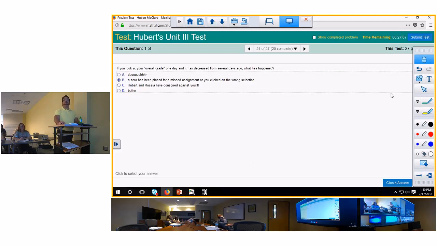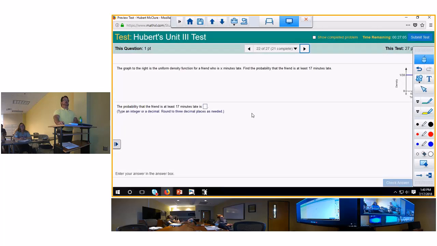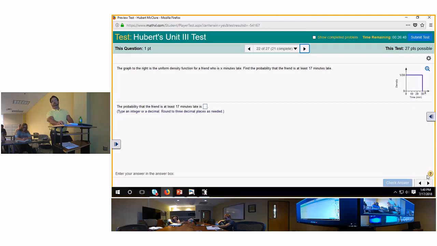All right. Next, the graph to the right is of a uniform density function for a friend who is X minutes late. Find the probability that the friend is at least 17 minutes late. Hold on a minute and I'll make it bigger. There you go.